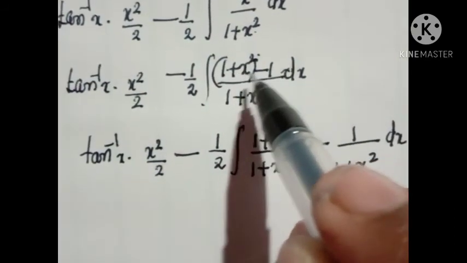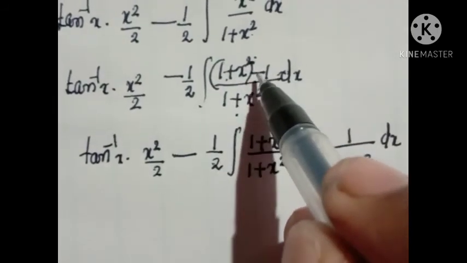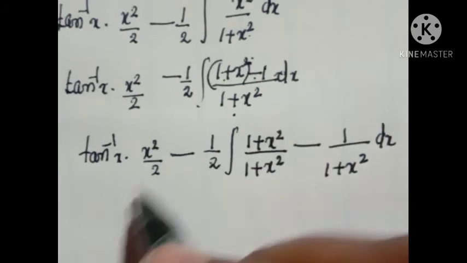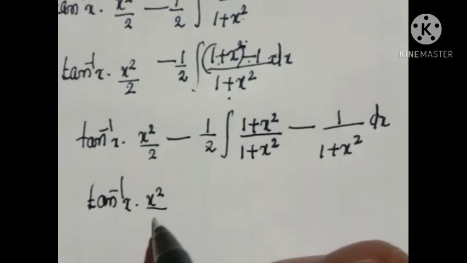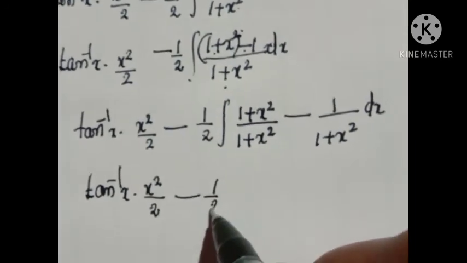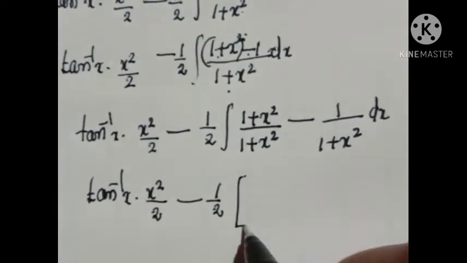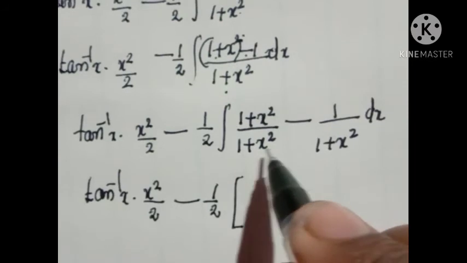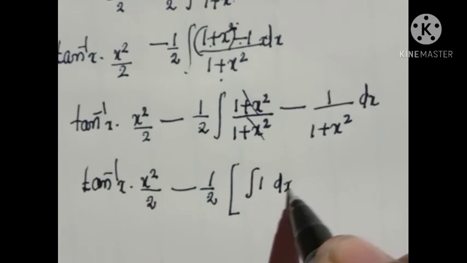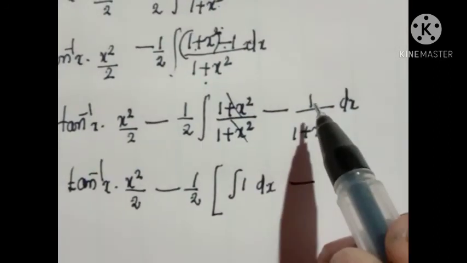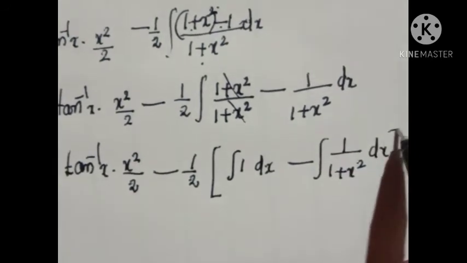We separated these two terms: (1 + x²)/(1 + x²) minus 1/(1 + x²). Now listen, it is equal to tan⁻¹x times x². 1/2 is common to both of these factors, so 1/2 into, what is (1 + x²)/(1 + x²)? We can cancel, so it is 1. So integral of 1 dx minus, giving a separate integral here, 1/(1 + x²) dx.